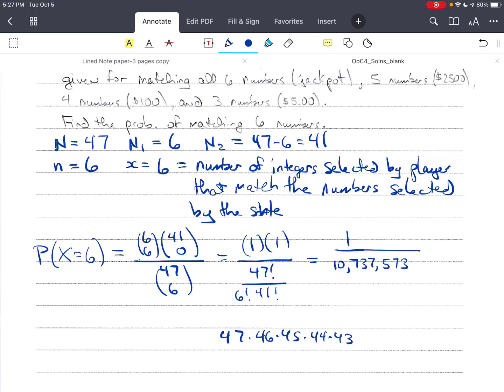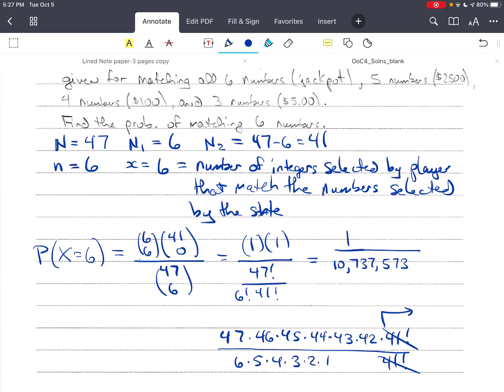Now, if you want to do this longhand, we can do 47 times 46 times 45 times 44 times 43 times 42 times 41 factorial. Because this is going to be 41 times 40 times 39 times 2 times 1, so this is 41 factorial at the end. And then we have 41 factorial here, and so those can cancel out and become 1. And then we have 6 factorial, and 6 factorial is 720, but we'll leave this as 6 times 5 times 4 times 3 times 2 times 1.